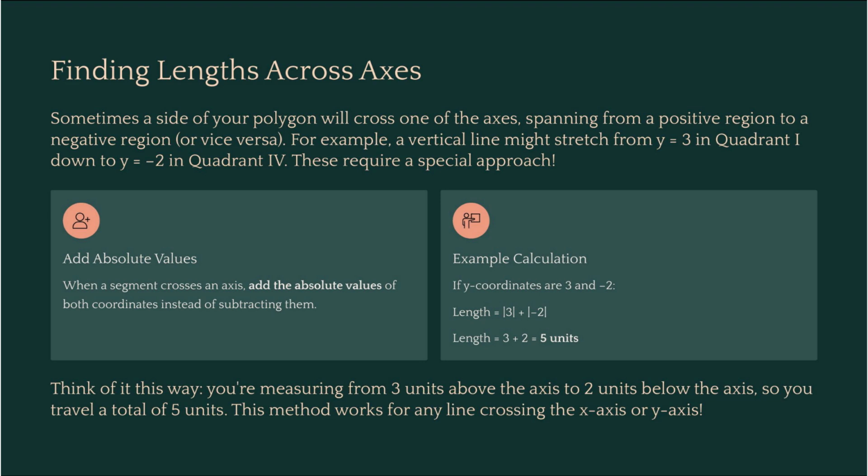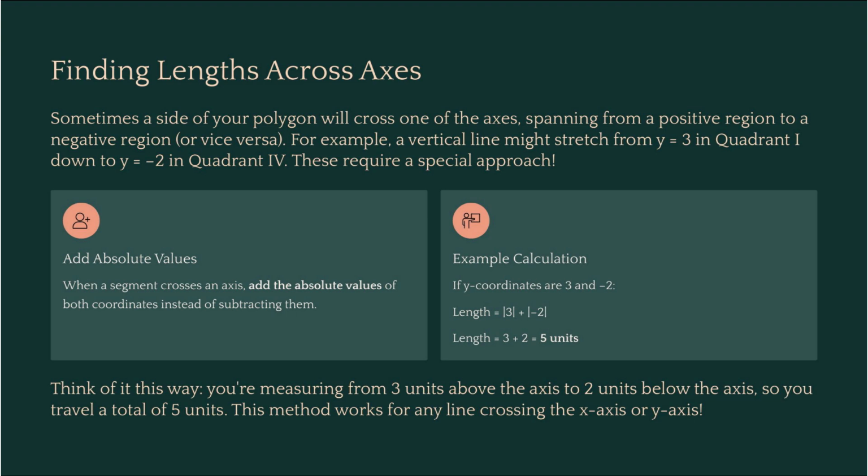What if a line crosses over the x-axis or the y-axis? Imagine a line goes from y equals 3 down to y equals -2. You're measuring the distance from 3 to 0, which is 3 units, and then the distance from 0 to -2, which is 2 units.